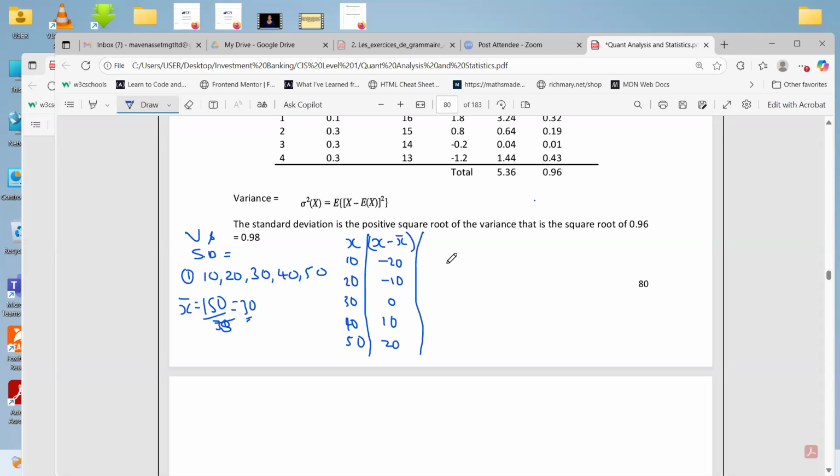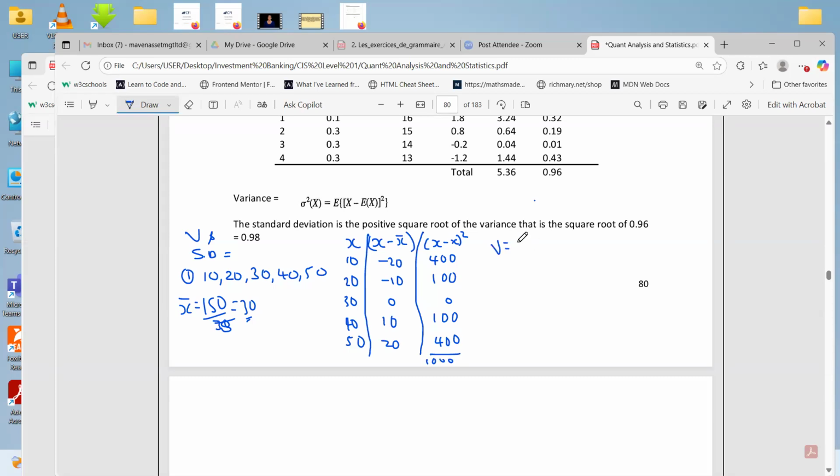Then what do I do going forward? Square the deviations, right? And this gives you what? 100, 100, 0, 100, 100. Then what do I do at this point? That's all for the variance; you need to get the summation. So what's the summation? 1,000. All right.